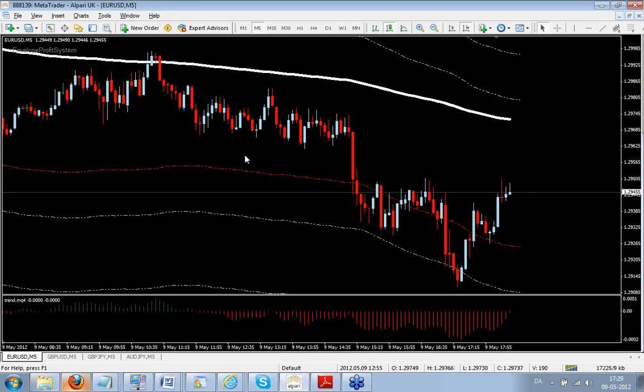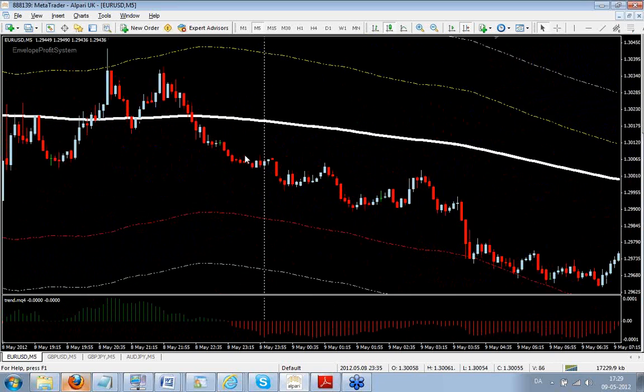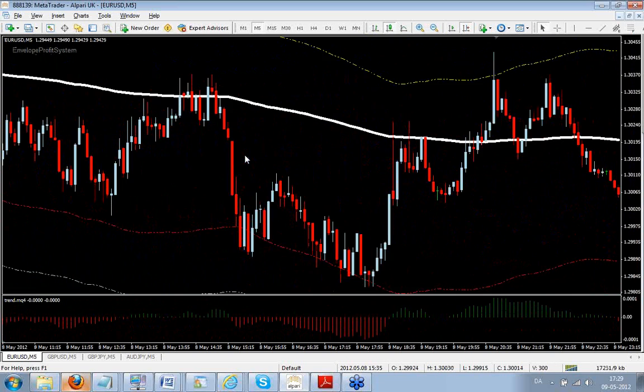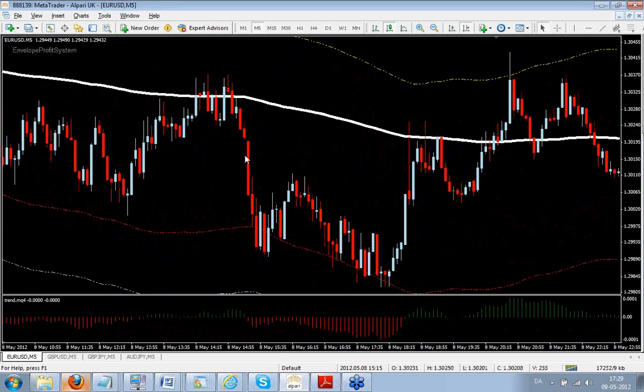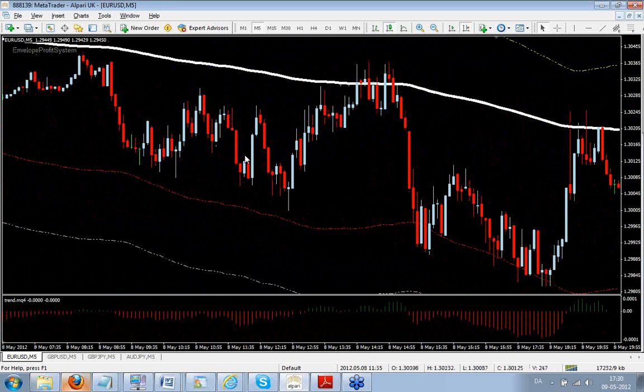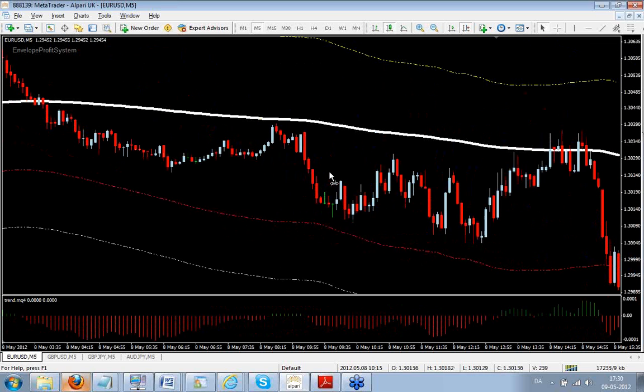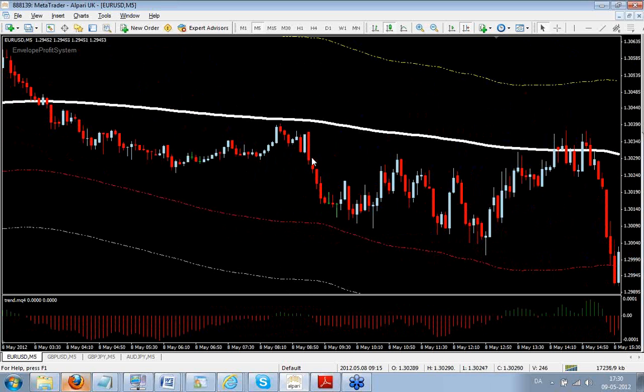By trading with that does not require any special template. It's just a normal envelope profit system template. One question that I've been asked a lot of times, and I have already addressed that today, is re-entry.